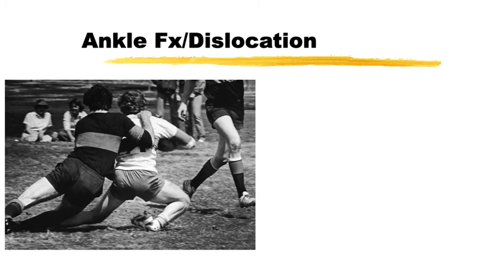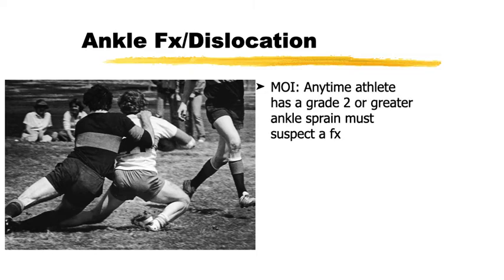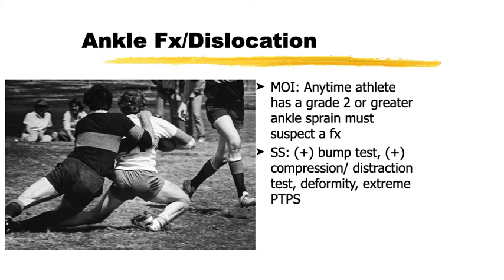Ankle fracture or dislocation. This is a gross picture of an ankle fracture and dislocation. My philosophy is that anytime an athlete has a grade 2 or greater ankle sprain, I think they're going to have a fracture, so I just send them over to get an x-ray. We're going to have a positive bump test, a positive compression distraction test, and some kind of deformity, because that ankle in that picture is not going anywhere. Extreme point tenderness, pain and swelling.